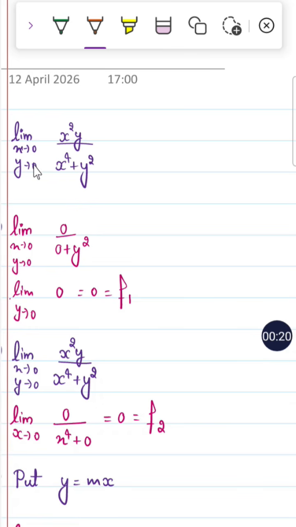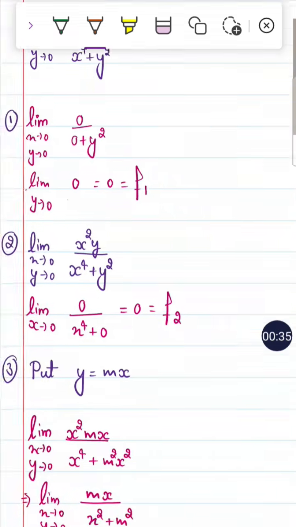Now taking the limit of this, firstly we will take the limit of x tending to 0. So this will imply the first term is 0 and the second is also 0, plus y square, right? So this implies that f1 is equal to 0 after taking the limit of y tending to 0.